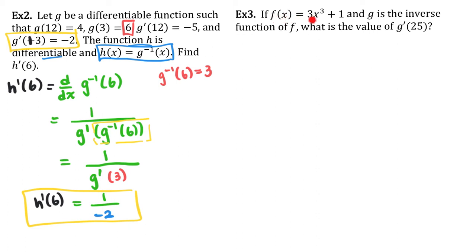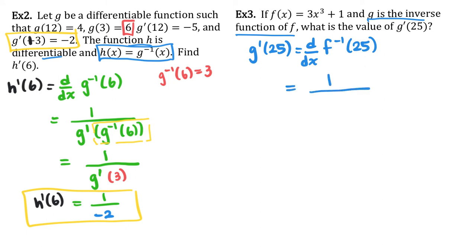They're telling me if f of x equals 3x to the third plus 1, g is the inverse of f of x. What is the value of g prime of 25? So I'm trying to find g prime of 25. And I do know that g is the inverse of f. So I'm trying to find the derivative of f inverse at 25. Let's go ahead and look at that formula. So this is going to be 1 over f prime of f inverse of 25.